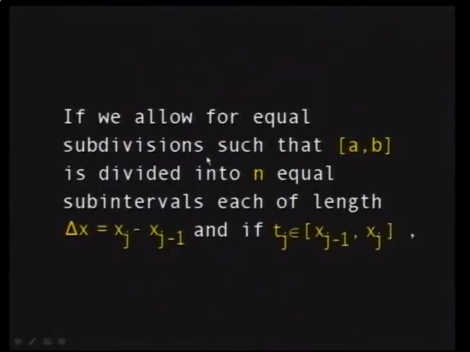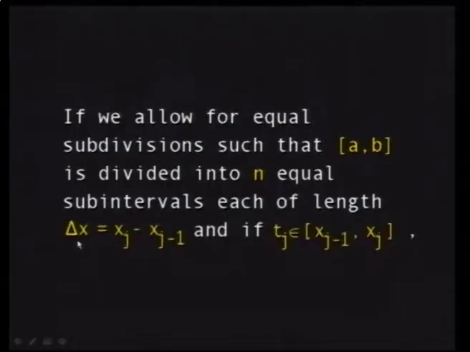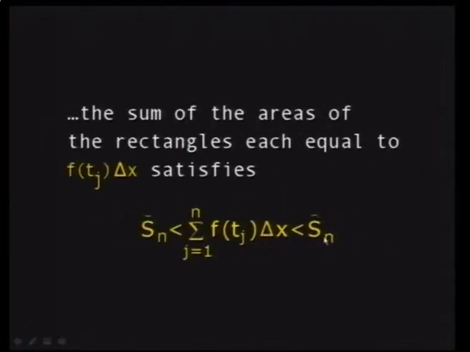So if we allow for this in the interval [a, b], and again we keep the same condition of n equal subdivisions, delta x now becomes equal to xj minus xj minus 1. In other words, all the delta x's are equal, but tj is any point in the interval from xj minus 1 to xj. And we end up with a form like this. The sum of your area becomes equal to the base, which is delta x, since they are equal subdivisions, times the height. Here the height is chosen at any point tj in the closed interval between xj minus 1 and xj.